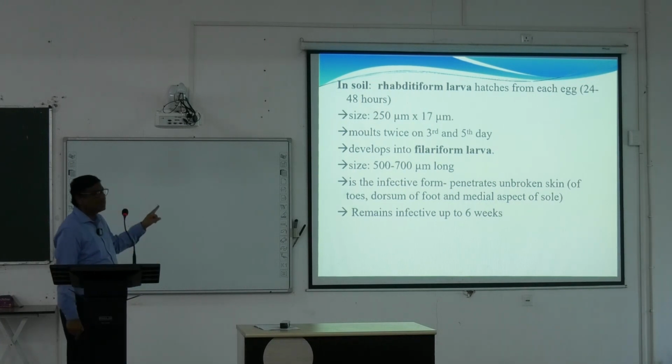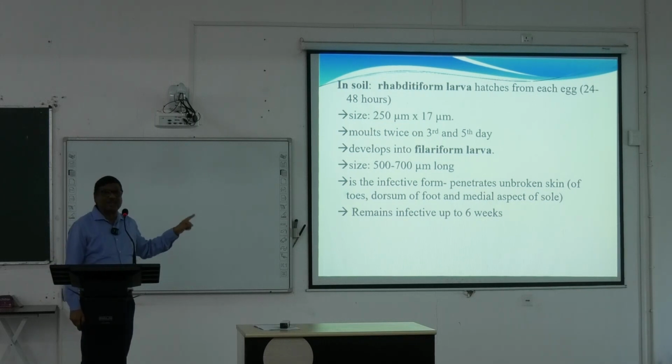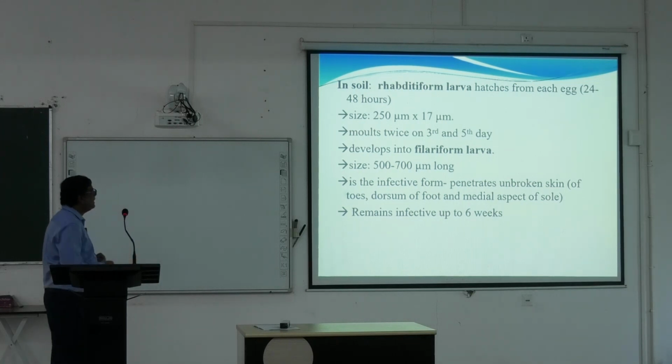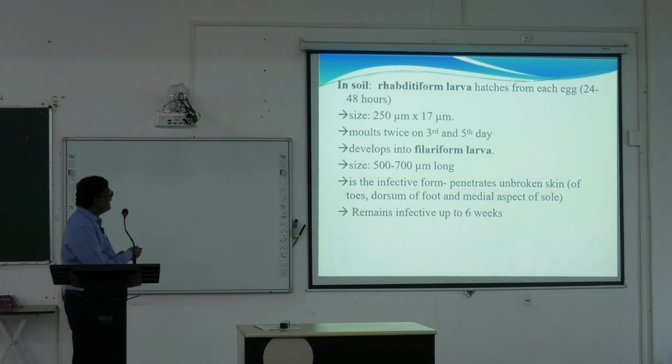If it is a short note, you have to write about the soil phase in the case of this particular hookworm. The soil phase is required because hatching occurs during the soil phase. The larva is 250 microns in size. It molts twice, on the 3rd and 5th day, during the soil phase and develops into the filariform larva.